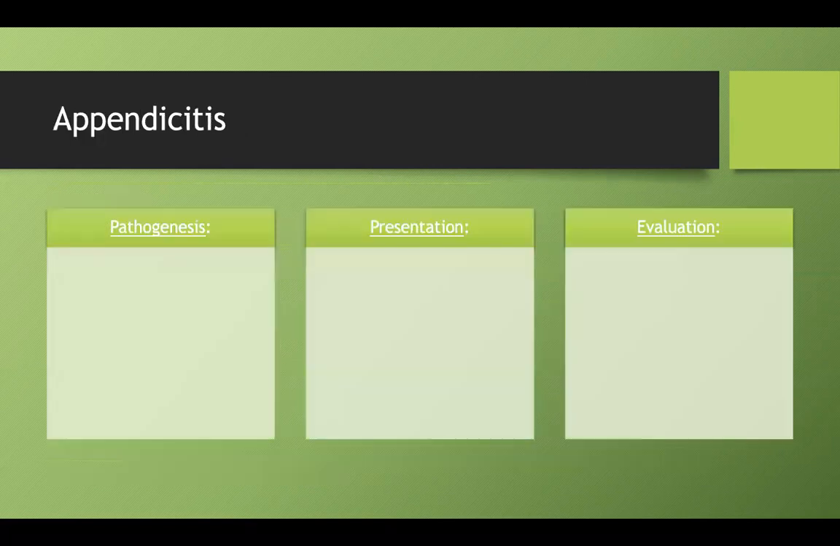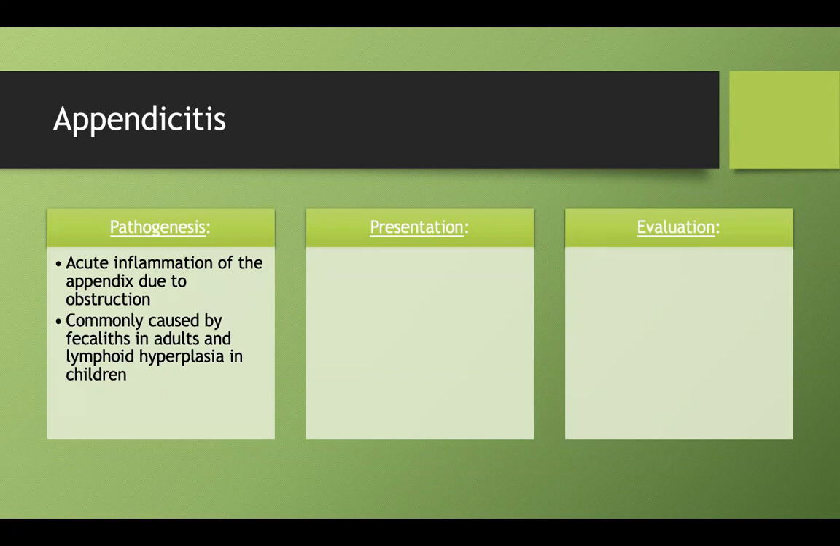We'll first start with appendicitis. So appendicitis, you see the "itis" at the end, and that should always make you think of inflammation. It is acute inflammation of the appendix, often due to obstruction. The obstruction itself is more likely to be caused by different things in different age groups.